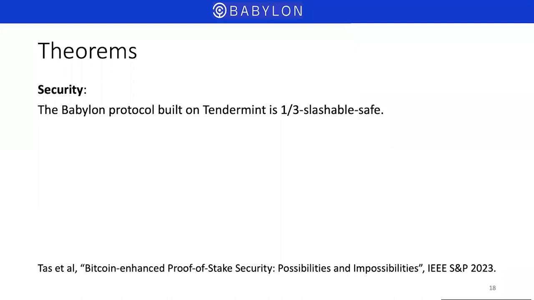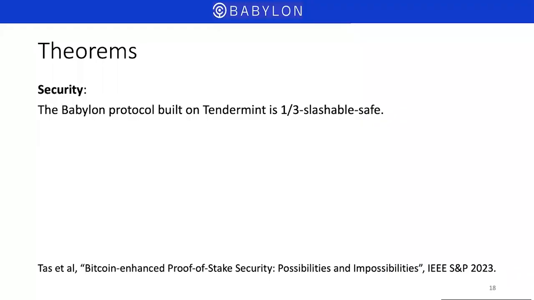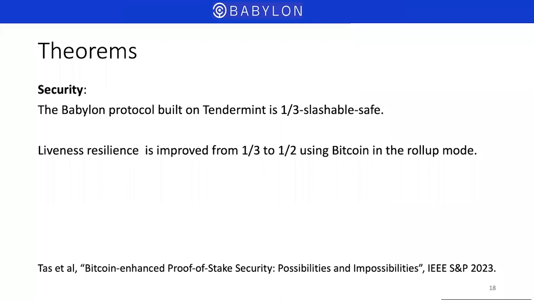Now, what about liveness? Security theorems usually have safety and liveness. So what we show here is we have slashable safety. What about liveness? Now, liveness of a Tendermint protocol typically is one-third.